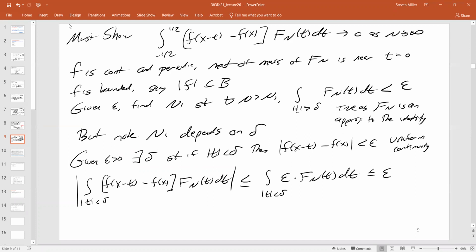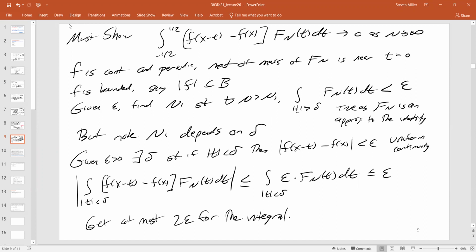So what we've just shown is that given any epsilon, we can find a delta such that the integral over t less than delta of this is at most epsilon. Oh, wait a minute, if we can make that at most epsilon, then we just use that delta and choose the n1. And then the resulting thing will be at most 2 epsilon for the integral. So how many of you have ever seen a 2 epsilon proof instead of a 3 epsilon?